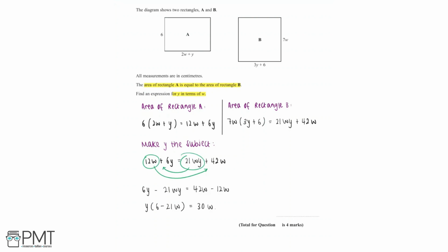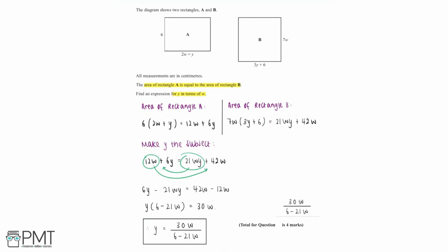Now to find the value of y, we can divide both sides by 6 minus 21w in order to isolate the y on the left-hand side. And so we can say that y is equal to 30w divided by 6 minus 21w, which means that our expression for y in terms of w is 30w over 6 minus 21w.